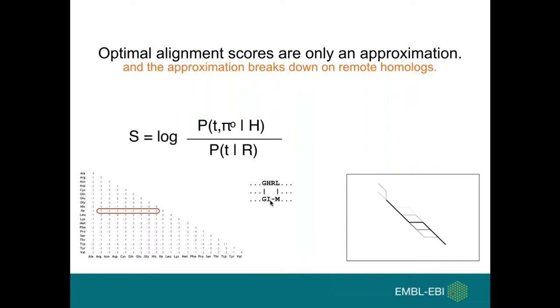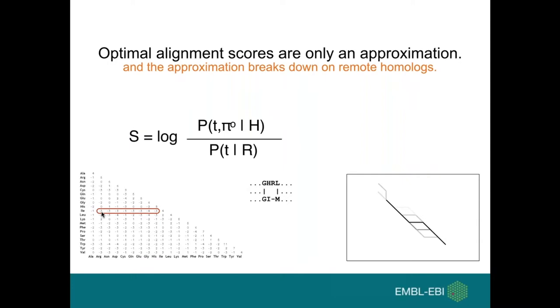So what happens if we move that isoleucine into register underneath the arginine? If we look again at the isoleucine under arginine, again, it's -3. So you've got exactly the same score from those two different alignment positions of the isoleucine. That's where taking the optimal alignment breaks down.